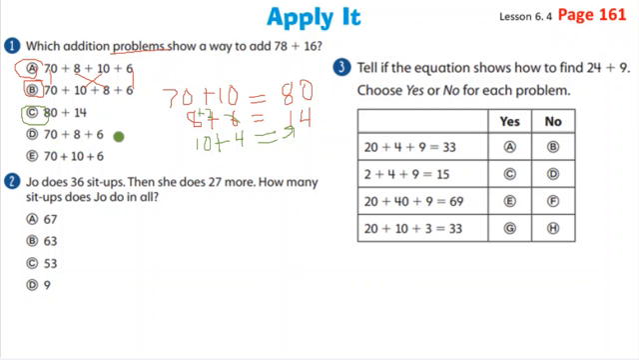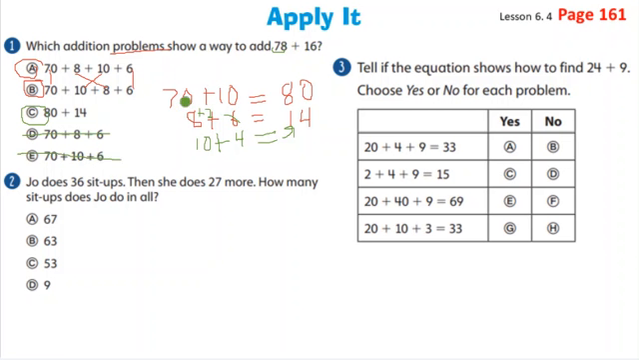70 plus 8 plus 6. No, because we have that 70 here, but where's the 10? So we have 7 tens, but where's that 1 ten? That is a no. 70, again, there's that 7 tens, 1 ten, and we have 6 ones and 8 ones. Oh, nope, we needed to have an 8 ones, so that's a no.